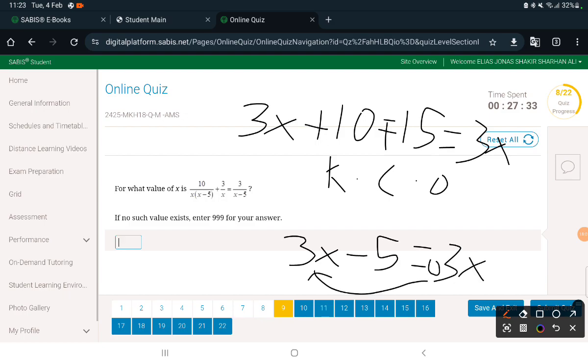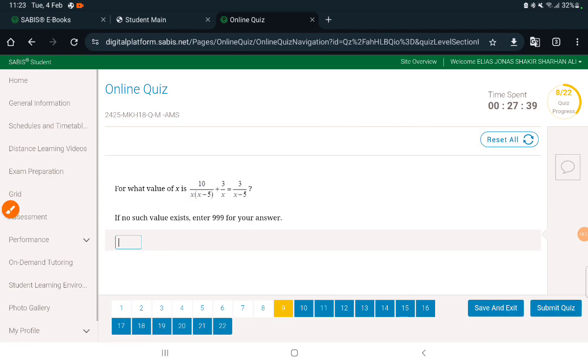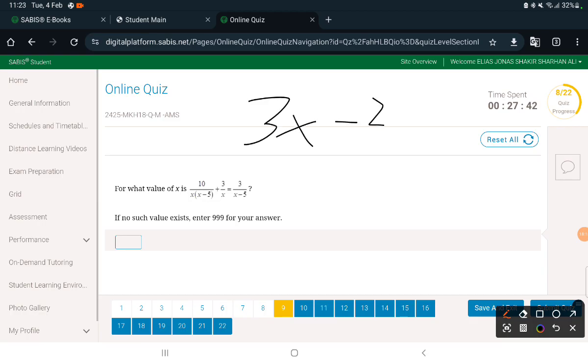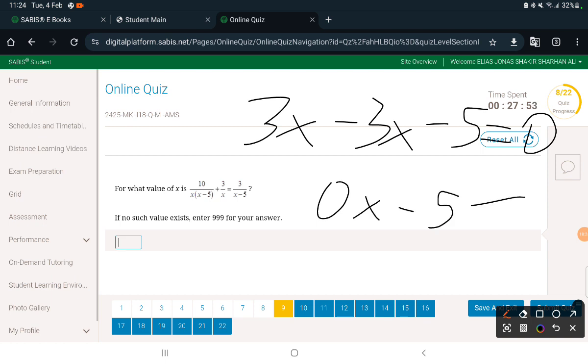Take the 3x to the other side, so we can have 0 on this side. So it will be 3x minus 3x minus 5 is equal to 0. 3x minus 3x is 0x. Minus 5 is equal to 0. Okay. And then we just take negative 5 to the other side. Since it's the constant, we'll have positive 5. So we'll have 0x is equal to positive 5.